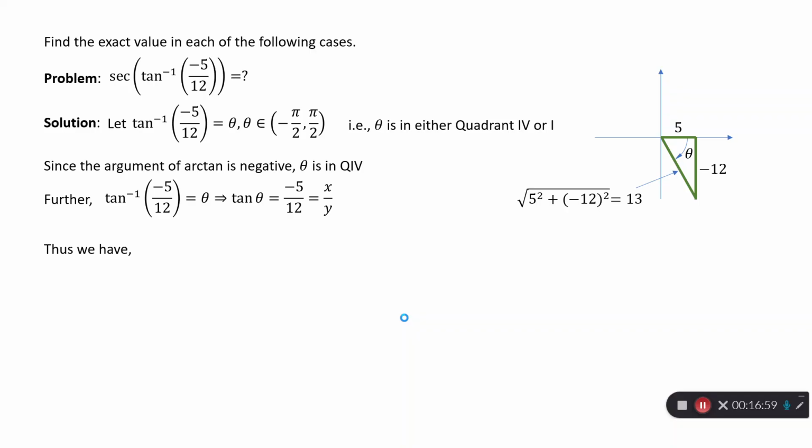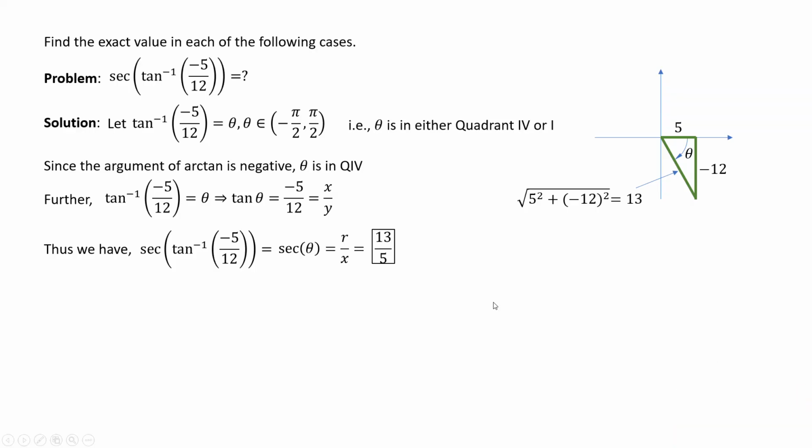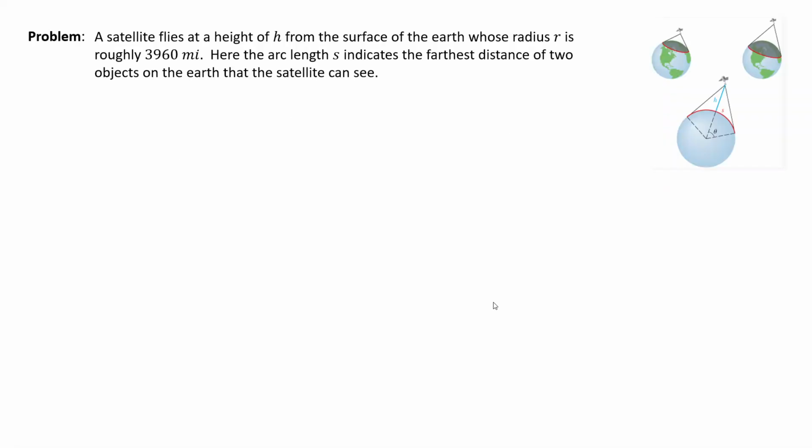Thus we have secant of theta is r over x, which is 13 over 5. That's where we left off. Again, as a quick check, secant of theta turned out to be positive 13 over 5. Does that make sense? Yes, theta is in the fourth quadrant where cosine and its reciprocal secant are positive, so getting a positive value makes perfect sense. All right, a few more problems.